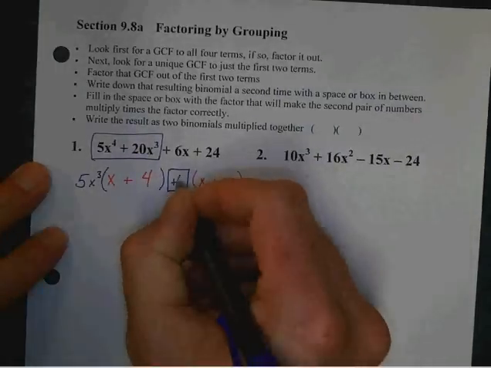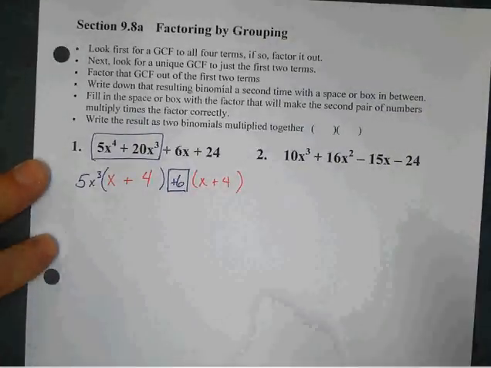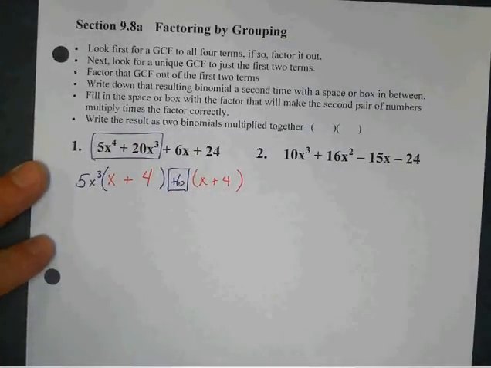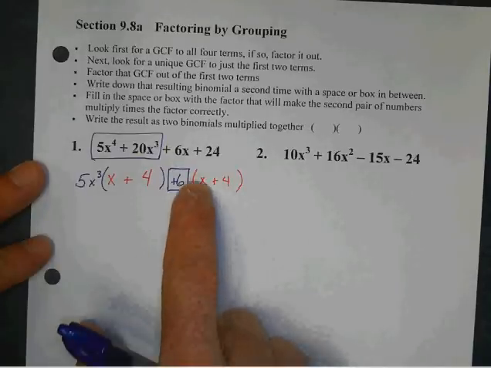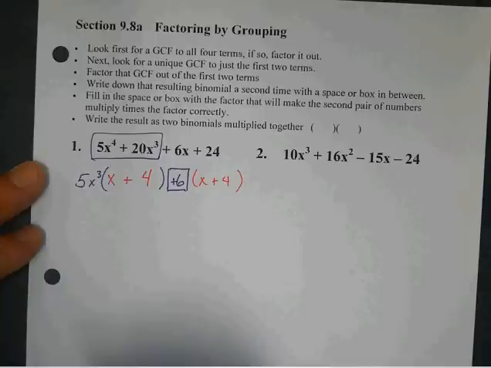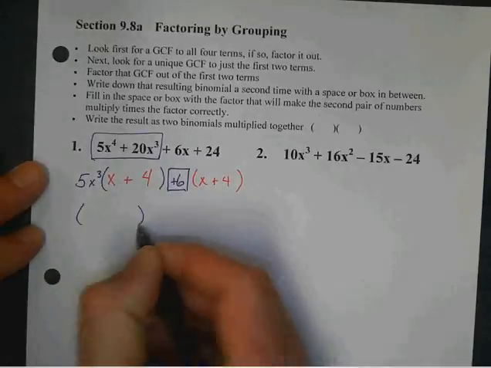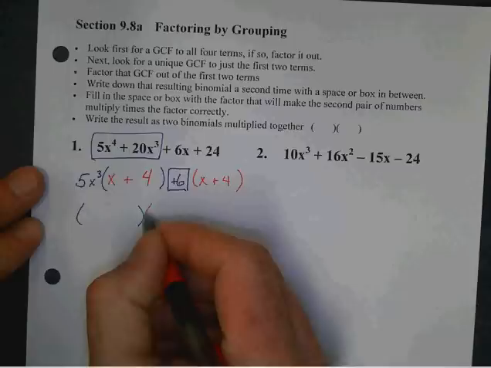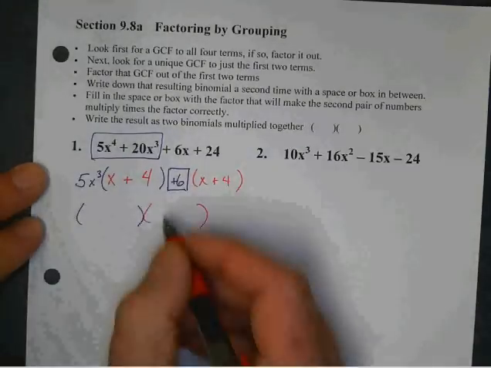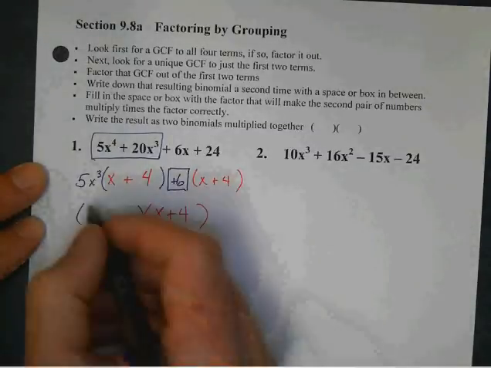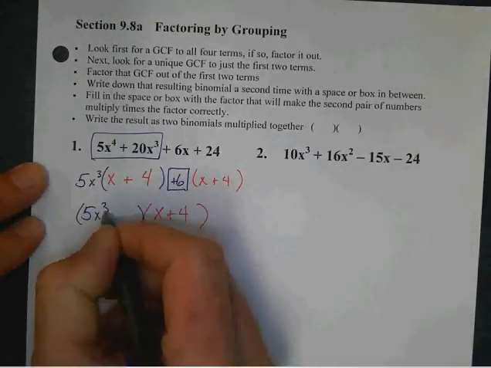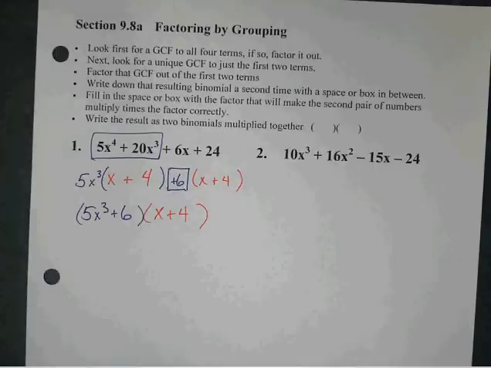We do need to check it to make sure, because this is the first time we haven't set it up for success from the beginning. What is 6 times x? So does it work? That's our check. So we write down our 2 parts, the blue part and the red part. The red part is what? X plus 4. The blue part? 5x cubed plus 6.